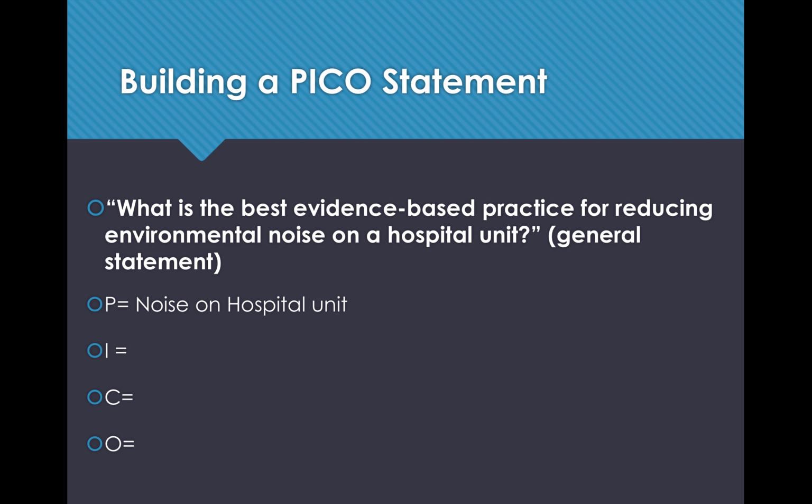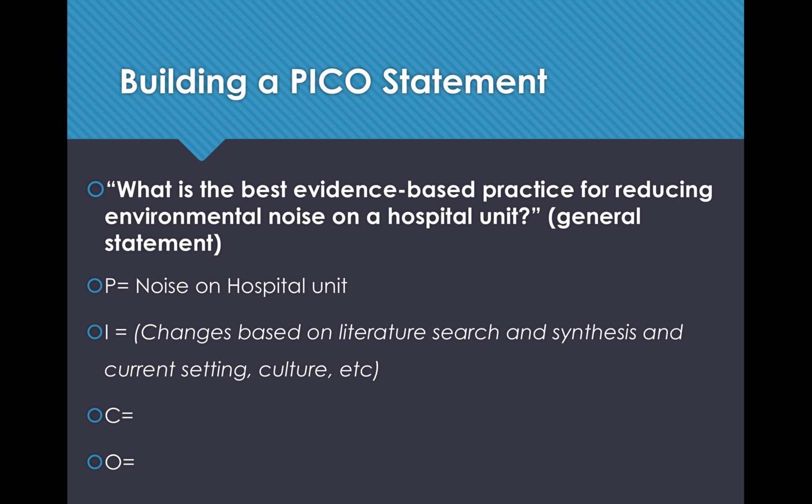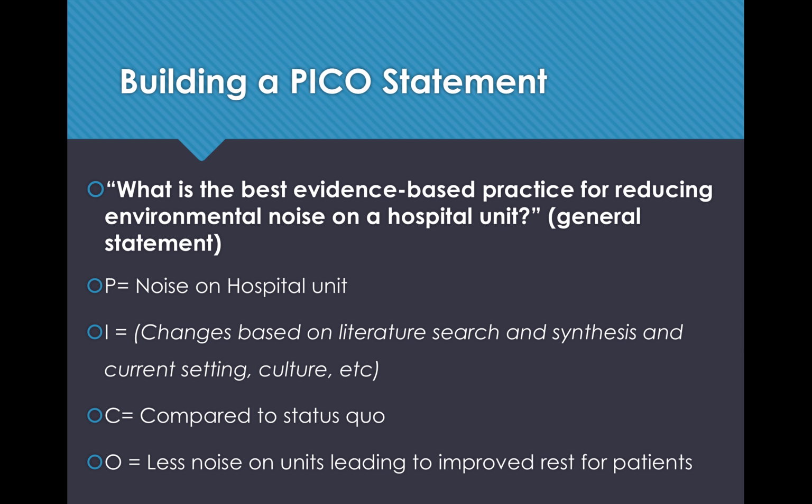The I, or intervention, is changes that you would implement based on recommendations in the literature, as well as synthesis of how to apply that to your current setting and the culture of that particular hospital unit. The C is compared to the status quo, or how things are now. And the desired outcome is less noise on units, leading to improved rest for patients.